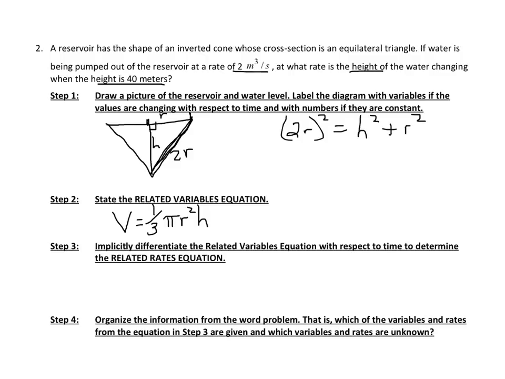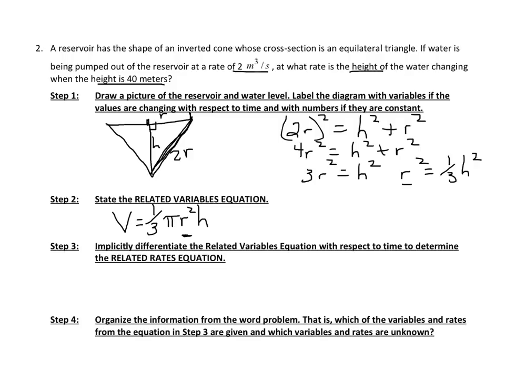Thinking about Pythagorean theorem and calculating this out, well, that would be 4r squared equals h squared plus r squared. Subtract r squared: 3r squared equals h squared. And r squared would be 1/3 h squared. And the reason I solved for r squared is because I already have that over here. It would be easy to substitute 1/3 h squared in the place of this r squared.